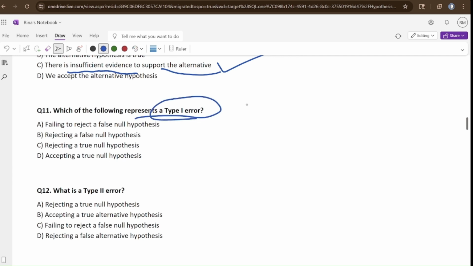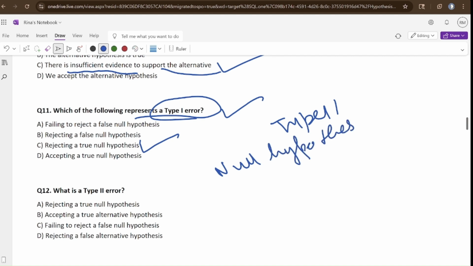Now, which is a type 1 error? Two types of error happen. One is type 1 error, another is type 2 error. So type 1 error means rejecting a true null hypothesis. That means that we wrongly reject a true null hypothesis. The null hypothesis is true.